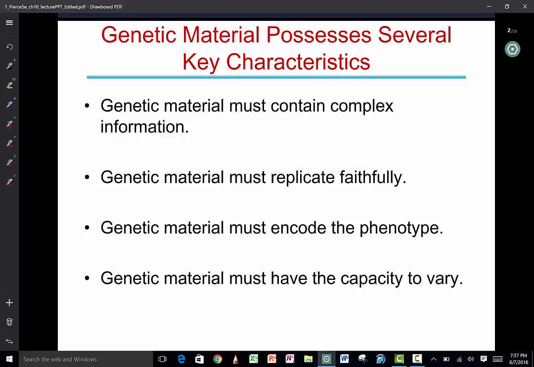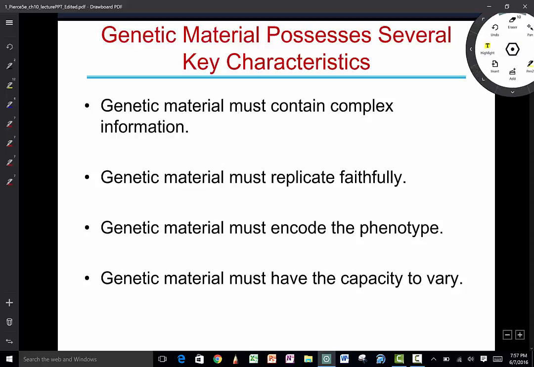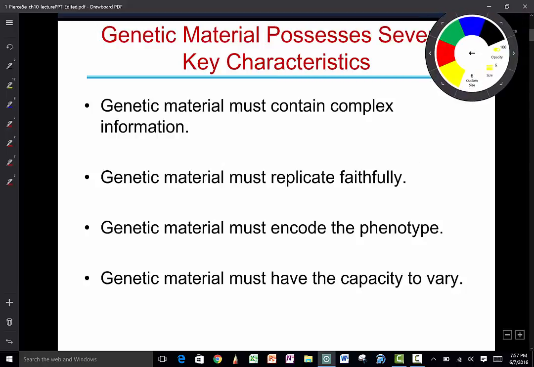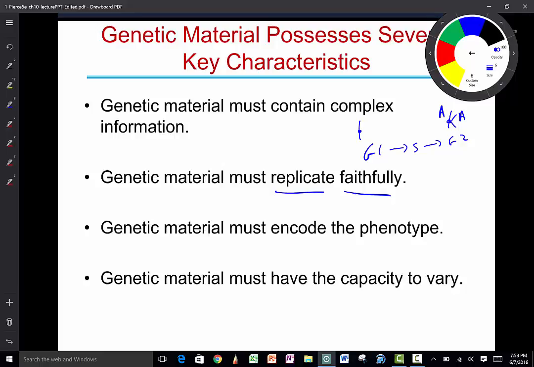And we talked a little bit about how in the cell cycle you go from the G1 phase through S to the G2 phase, and in the process we start with a chromosome with one chromatid, and then we end up with a chromosome with two chromatids. And that's replication. We also say this sister chromatid is identical to that sister chromatid, so we have to be able to replicate the DNA faithfully.